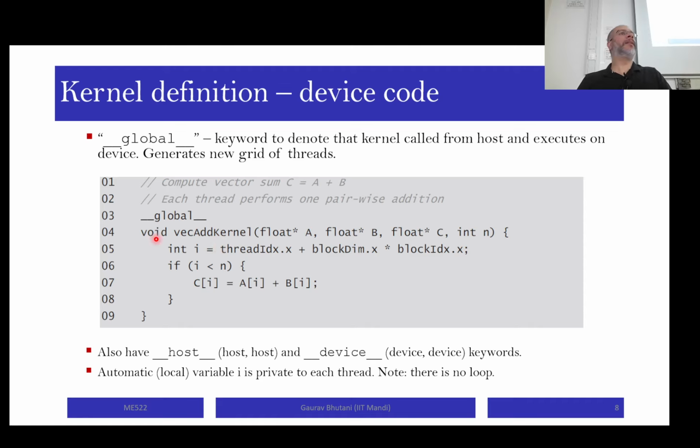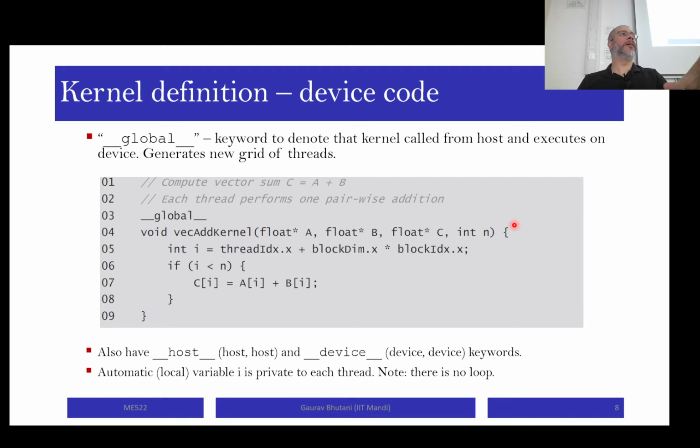It does not return anything, so its return type is void. That's how you return nothing in C or C++. Then what do you pass to it? You pass to it 3 variables or 3 arrays, A, B and C, and the size of the arrays, which is an integer n. Now remember, this is a kernel.